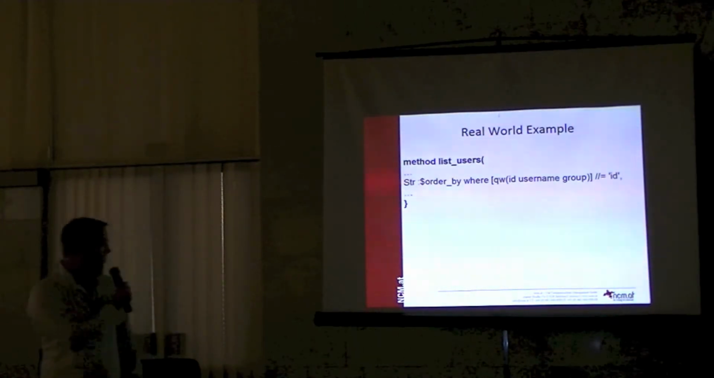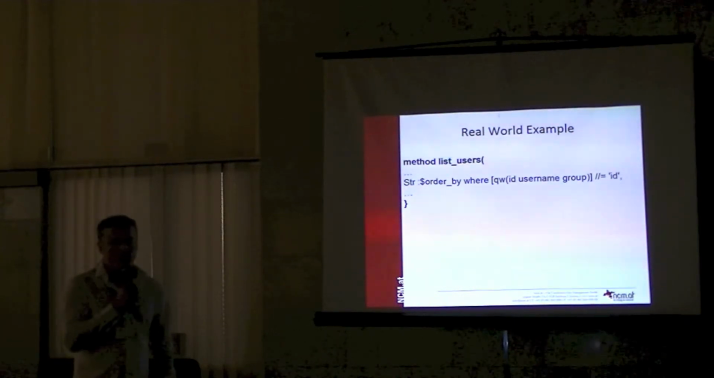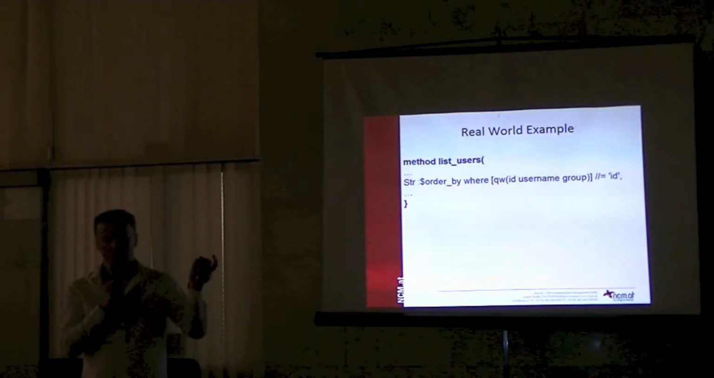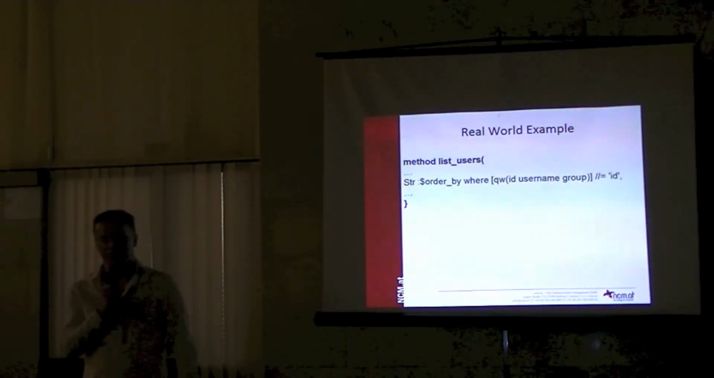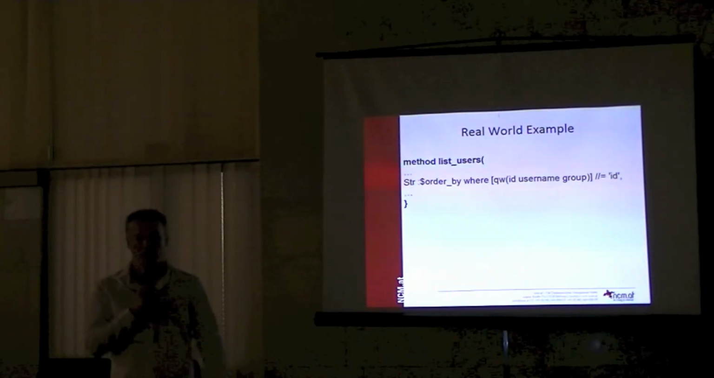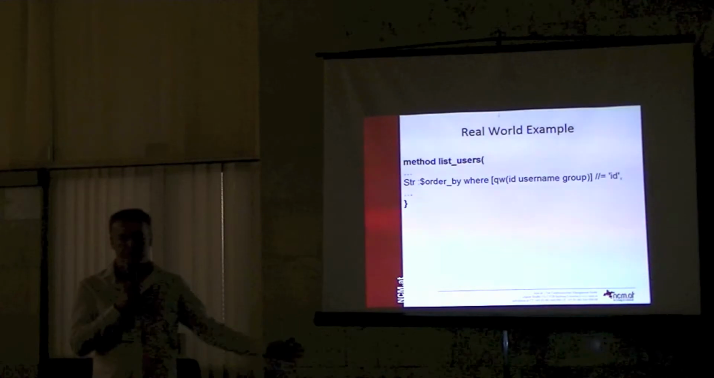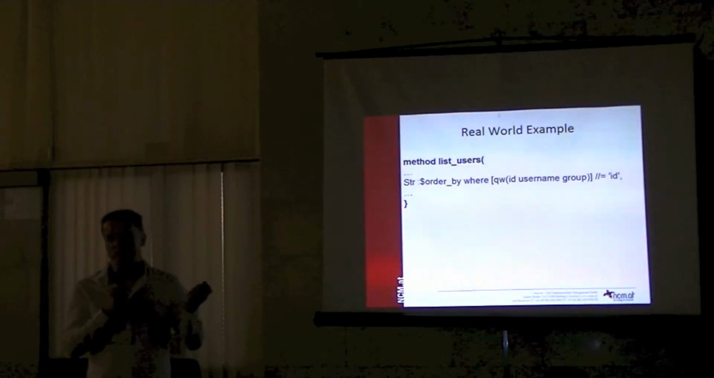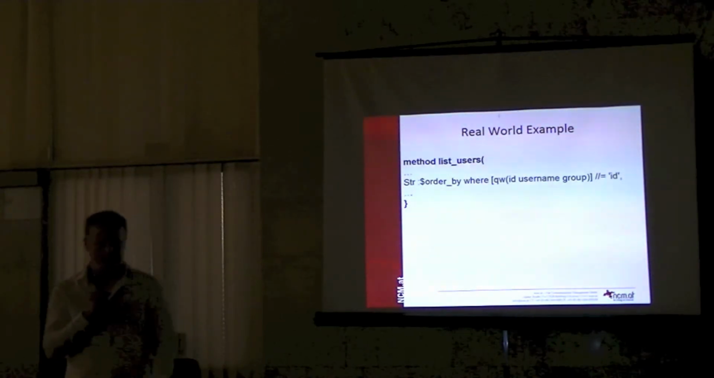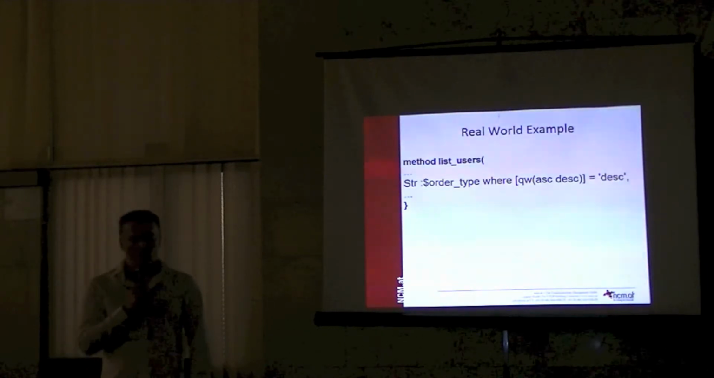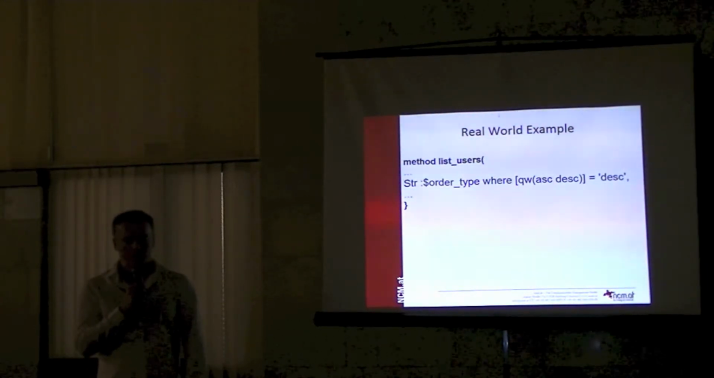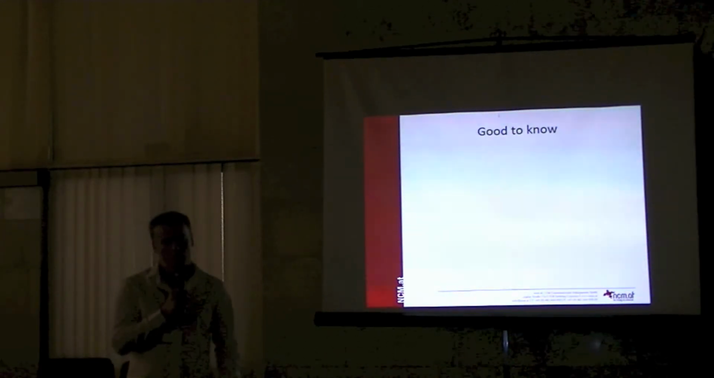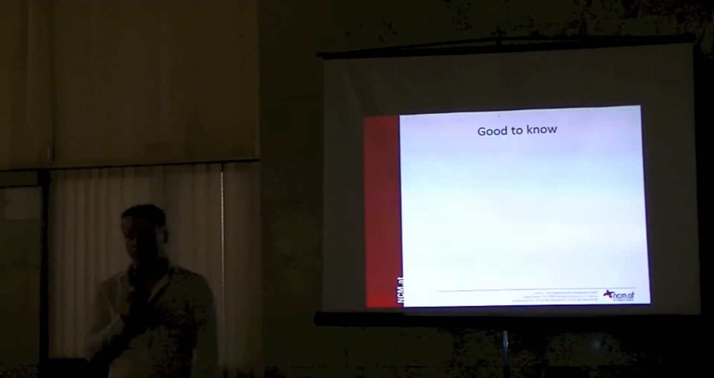So the next one is order by, and in the order by we have something similar to the range, but here it's just a set of valid values, so you can basically check if it's ID, username, or group. And if it's not, it's going to be ID, and if it's under, it's going to be ID also. And the last one is order type. It's very similar to that. Yeah, that's about the real world example.